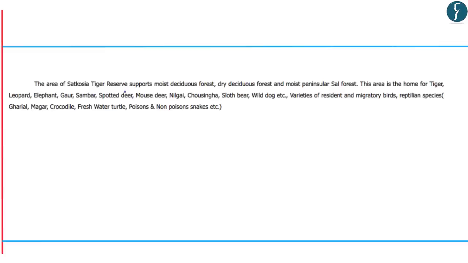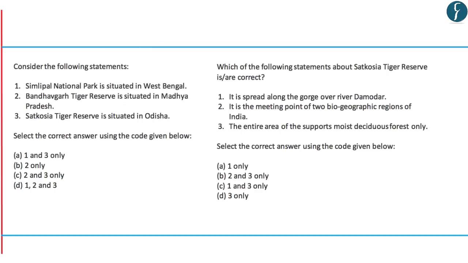Further, the area of Satkosia Tiger Reserve supports moist deciduous forest, dry deciduous forest as well as moist peninsular sal forest. So this information with respect to the kinds of forest in Satkosia Tiger Reserve becomes extremely crucial with respect to your prelims examination. Now after going through the discussions, let's try to answer these two questions.